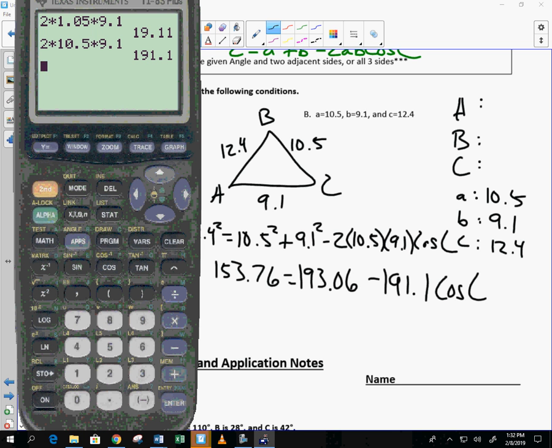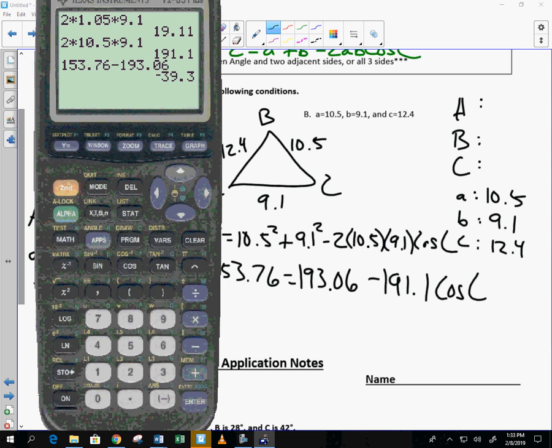Can everybody see that the temptation right now is to take the 193 minus the 191? You're tempted to do that. But that's just like if you had 10 equals 8 minus 5x. That's not 10 equals 3x, is it? No. We laugh, but folks, that's what we're tempted to do, right? Yeah, because we recognize what we've seen before. So what do I do? Yep, 153.76 minus the 193.06, and I get negative 39.3.